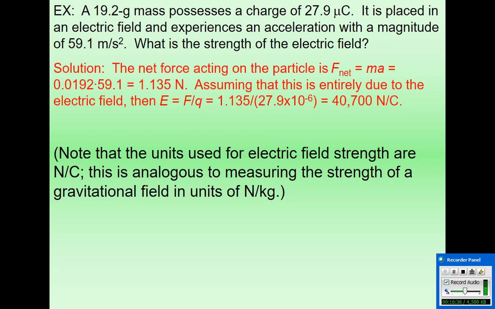And Newton's second law of motion is that the net force equals mass times acceleration. Now be careful about the mass. The mass is given in units of grams, and grams are not standard units.